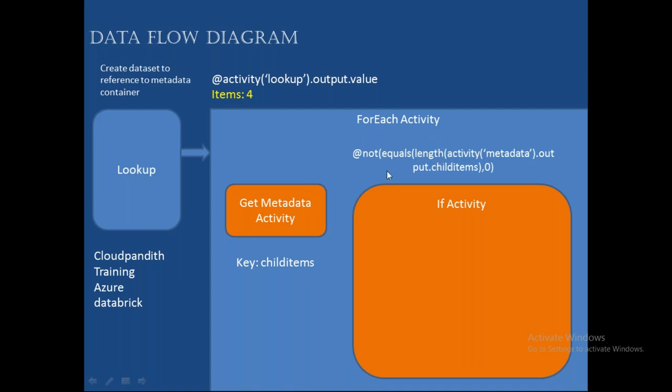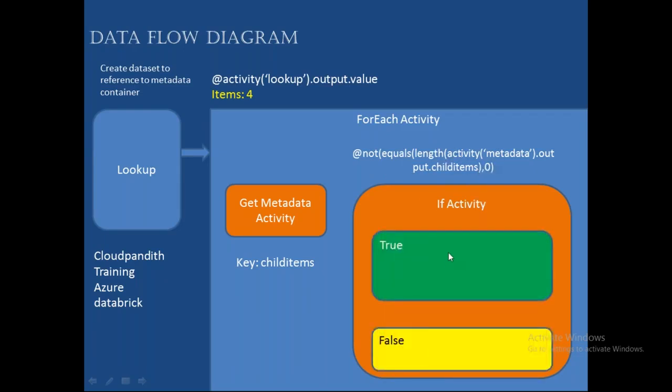But I'm using not, meaning if it is returning true, I will make it false. Okay, meaning when I have 0 files, my condition is false. Now in effect, you will have two things, a true and a false condition. Now when I receive 0, what is the condition? 0 means false. When it is false, I am going to run something called a wait activity.